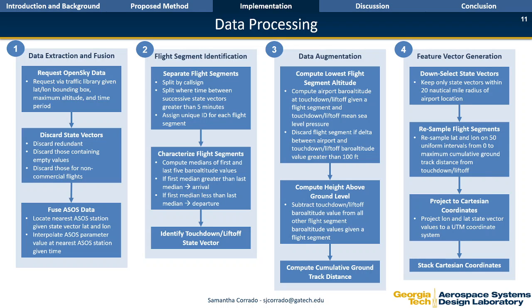Finally, the feature vectors are generated where only state vectors within a 20 nautical mile radius are kept, and then the flight segment's latitude and longitude values are resampled on 50 uniformly spaced intervals between a cumulative ground track distance of 0 and the maximum cumulative ground track distance for that flight segment. These values are then projected to a UTM coordinate system where the Cartesian coordinates are finally stacked to produce the feature vector for clustering.